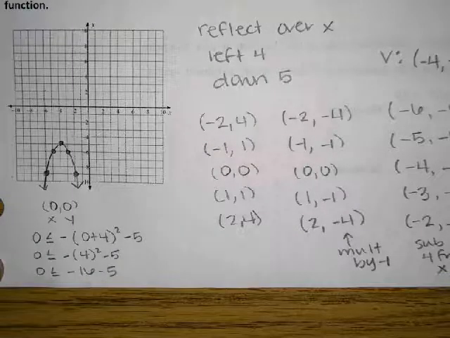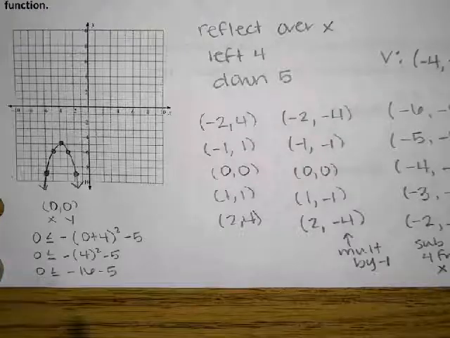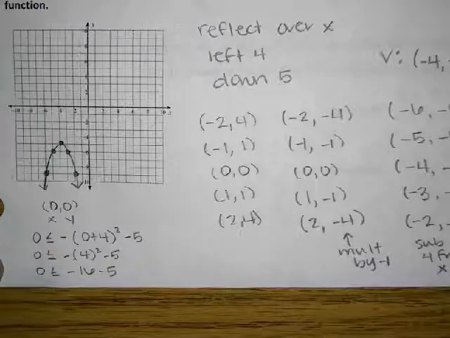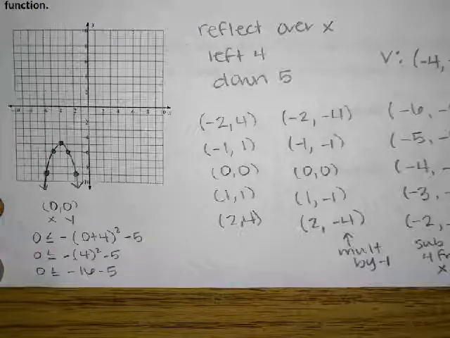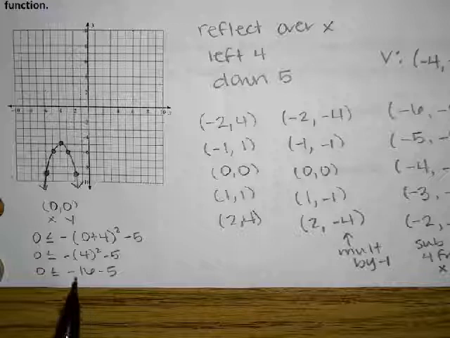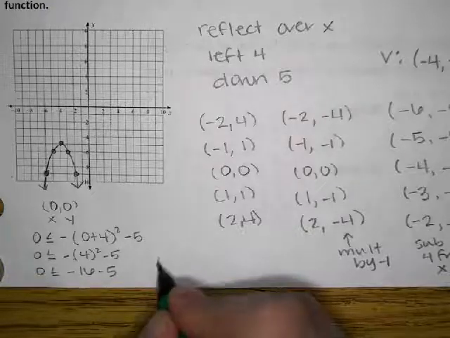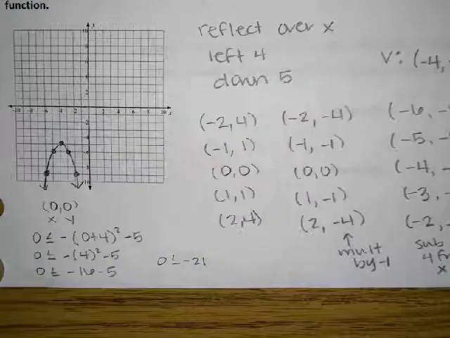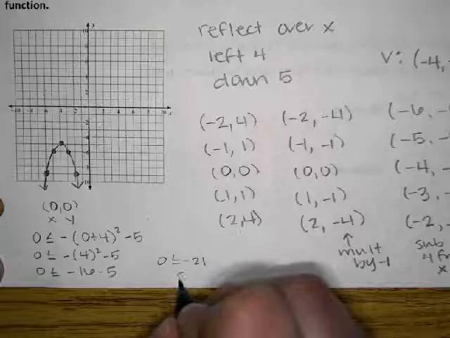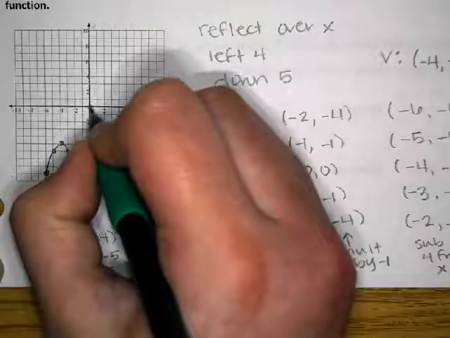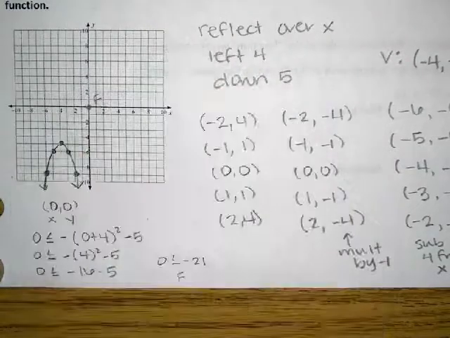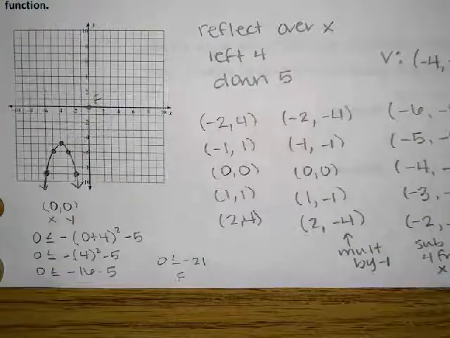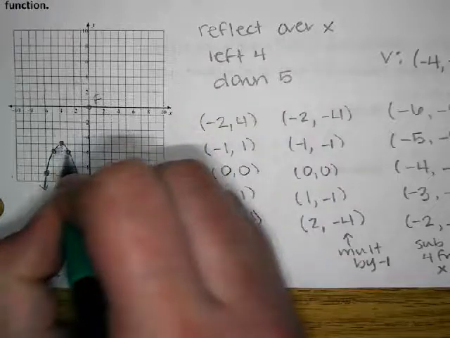And then multiplication and division. I already did that. I said negative times 16 is a negative 16. And then addition, subtraction. So negative 16 minus 5, negative 21. Is it true that 0 is less than a negative number? No, that is false. So 0, 0 is right here. 0, 0 is false. And so where is it true? Inside the parabola.